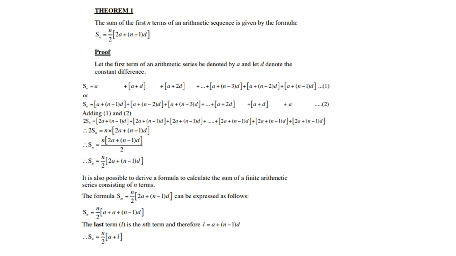It is possible to derive a formula to calculate the sum of a finite arithmetic series consisting of n terms. So the formula can be expressed as follows. S_n equals n over 2 times 2a plus (n minus 1)d. The last term l is the nth term, and remember, l from a previous lesson is a plus (n minus 1)d. So you just replace that with l. So the formula for a finite series is then n over 2 times (a plus l). Of course, the proof of this theorem is not compulsory, but it's always good to understand and know where the formula is coming from.